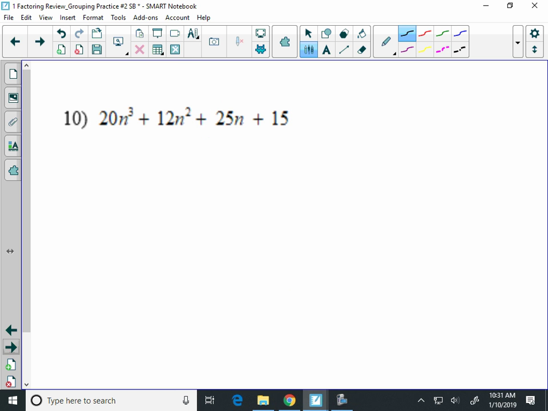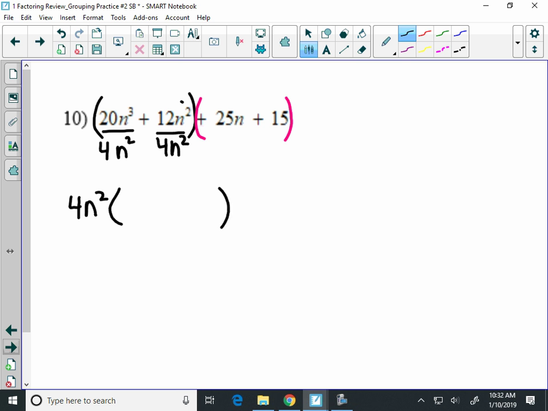Number 10, let's see. GCF: 20, 12, 25, 15 doesn't look like a GCF. So we can go ahead and start grouping. From the first group, I have 20n cubed and 12n squared. Looks like there's a number. I can put 4 into both. And they both have n, so I take the smaller exponent, which is n squared, out. All right, I pull out a 4n squared. And left inside my parentheses, 20 divided by 4 is 5n. Here the n squares cancel, but I do have plus 3.